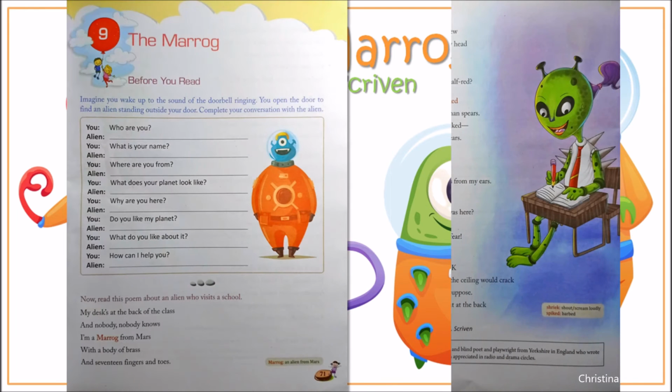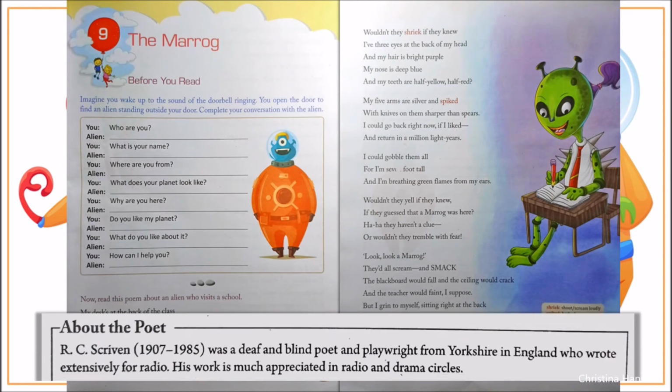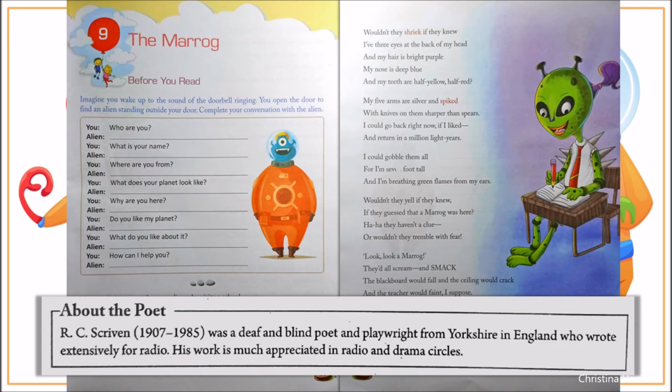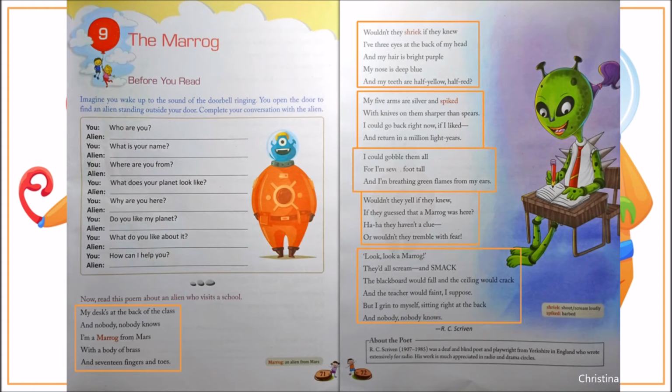Now, let's step into the poem. The poem, The Marrog, is written by R.C. Scriven, who is a deaf and blind poet. The poem, The Marrog, has 6 stanzas.